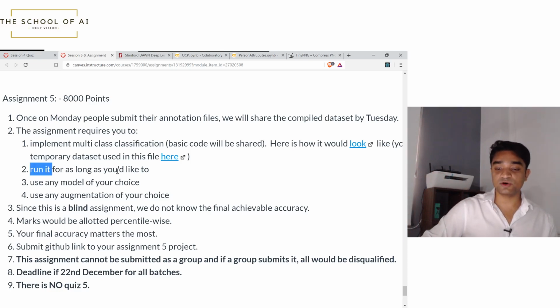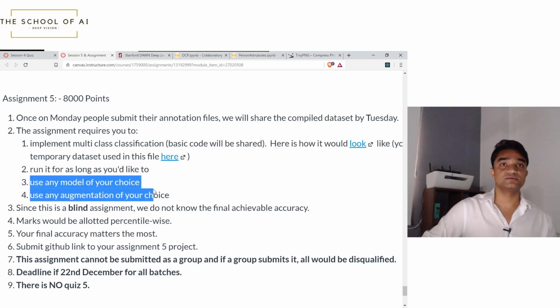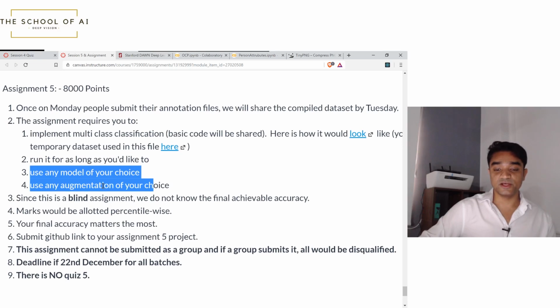You can run your model as long as you want. No restriction. You can use any model of your choice. You can use ResNet, you can use DenseNet, you can use any model. You want to use a fully connected layer even after hearing from me that we should not use it, use it. Anything you want. You cannot ask questions like, can I use ResNet 18 and change something to make it ResNet 20? You're free to do anything you want, except transfer learning. Transfer learning you cannot do. You can use any augmentations of your choice.